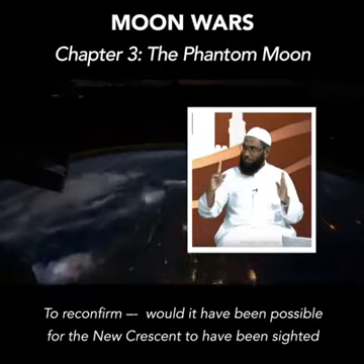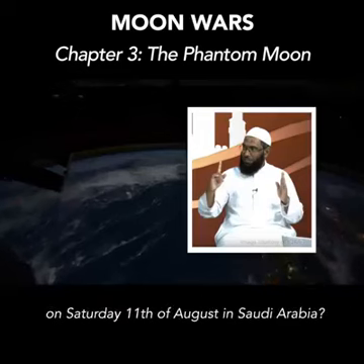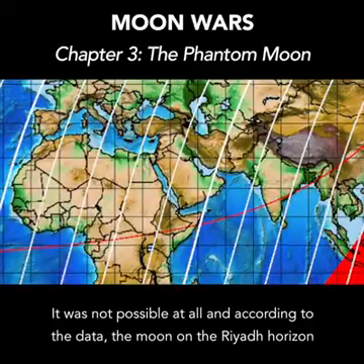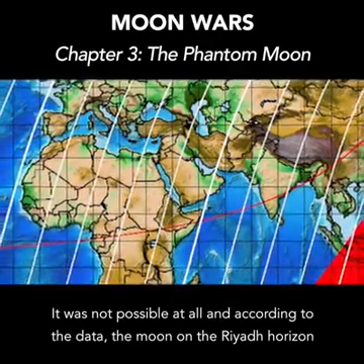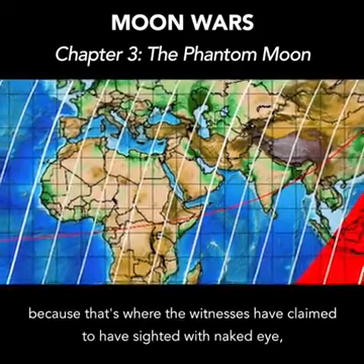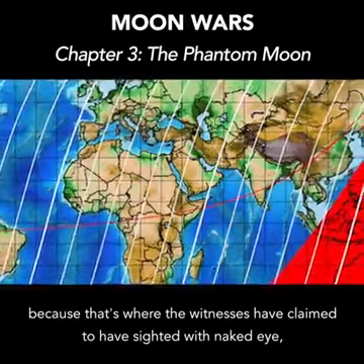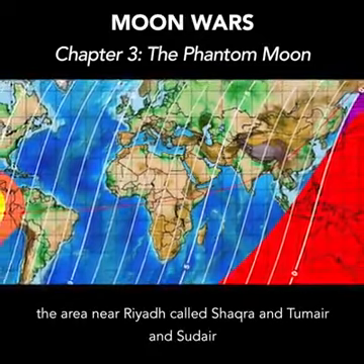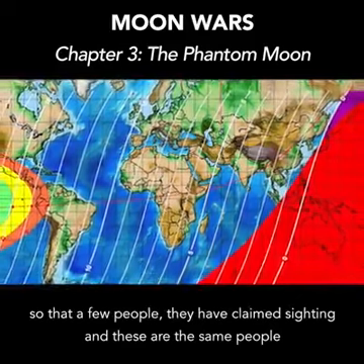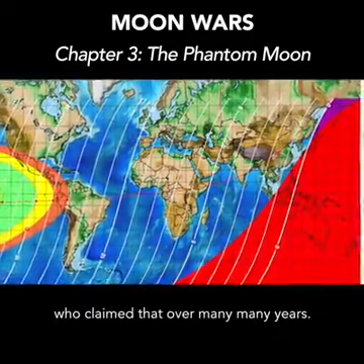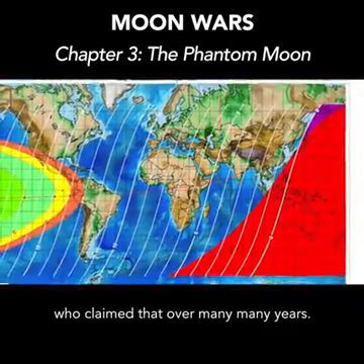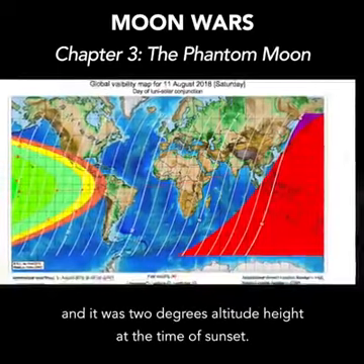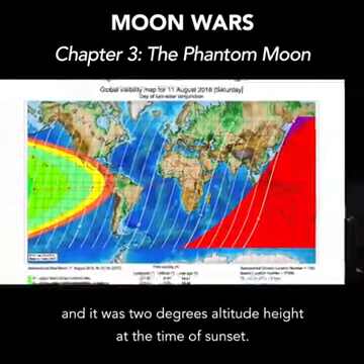And I've got one last question. To reconfirm, would it have been possible for the new crescent to have been sighted on Saturday 11th of August in Saudi Arabia? It was not possible at all, and according to the data, the moon on Riyadh horizon, because that's where the witnesses have claimed to have sighted with naked eye, the area near Riyadh called Shagra and Tomair and Sudair. So few people, they have claimed sighting, and these are the same people who claimed that over many years. The age of the moon was 5.5 hours at sunset, and it was 2 degrees altitude height at the time of sunset.